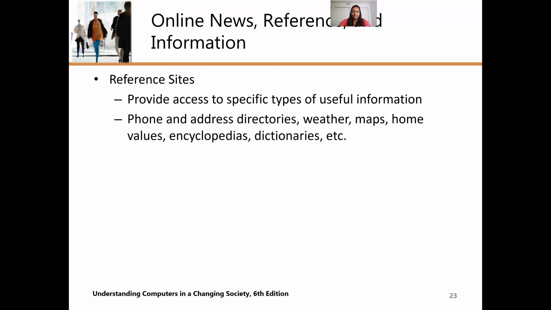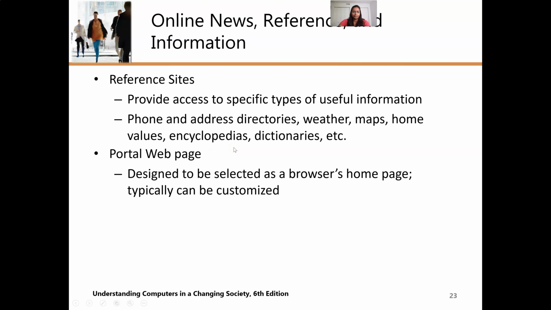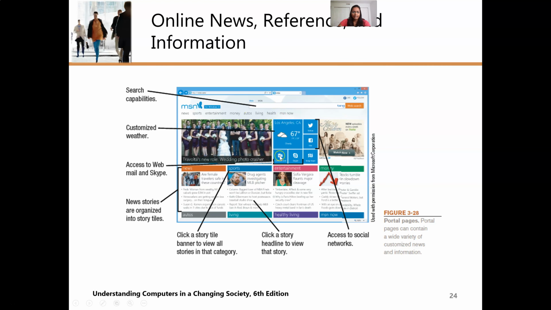These are some of the reference sites which provide useful information. They have phone and address directories. We can find the weather, and there is definitely the use of maps, which is the most important feature, I'm pretty sure. And we have encyclopedias, etc. So here, as you can see, this is a portal page that contains a variety of customized news and information. We can find the weather here. We can search for a particular news. We can click on a story or a headline. So this is the entire news portal at a glance.